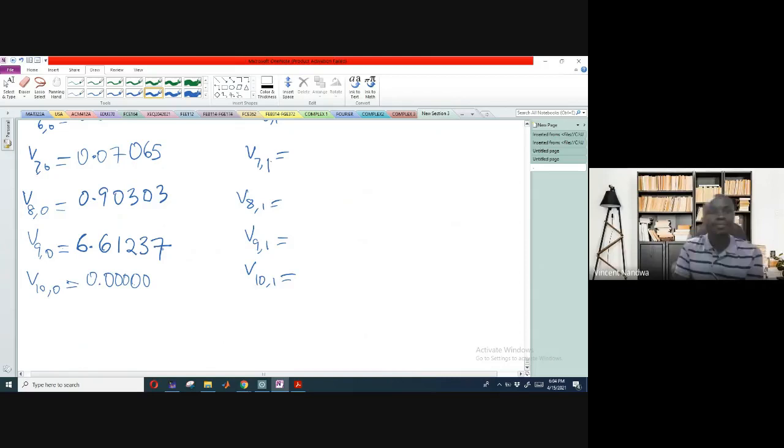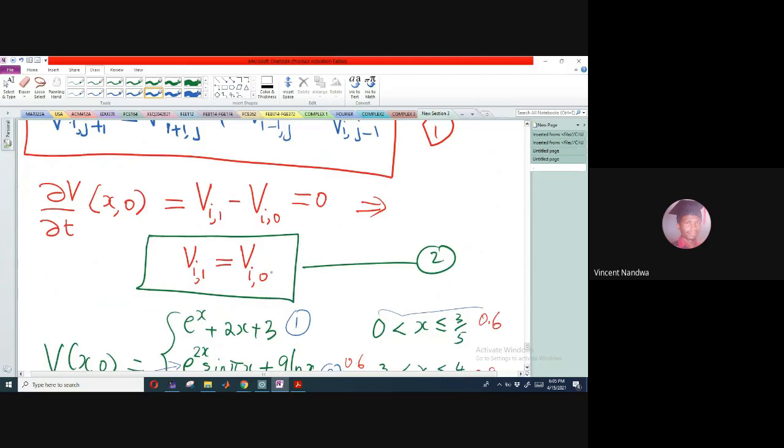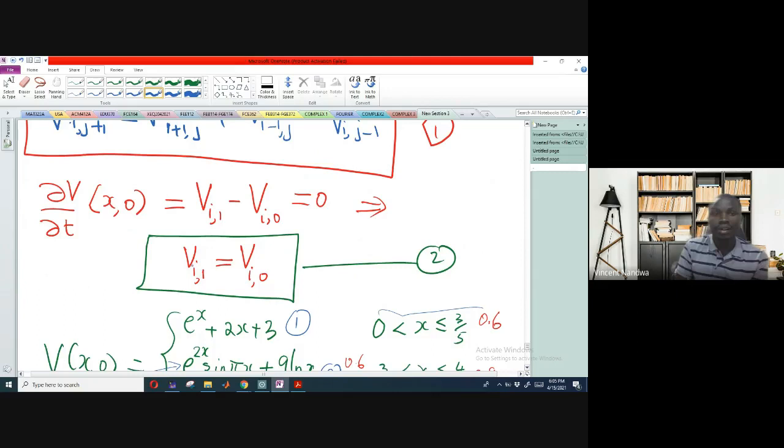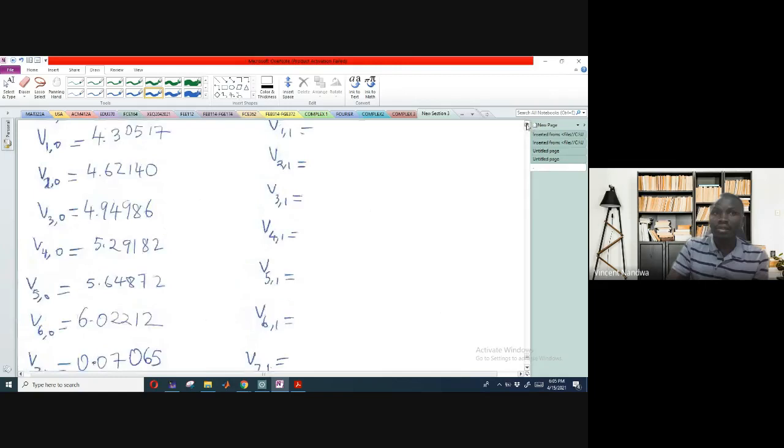6.61237. Now, to get these other values when j equals 1, you go back to the definition of what we said, that from the boundary condition and initial condition, we have V(i,1) equals V(i,0). When you put i as 0, V(0,1) must be the same as V(0,0). When you put i as 1, V(1,1) must be the same as V(1,0). When you put i as 2, V(2,1) must be the same as V(2,0). So from this, the second values will be easily gotten from what you have gotten for the case j equals 0.